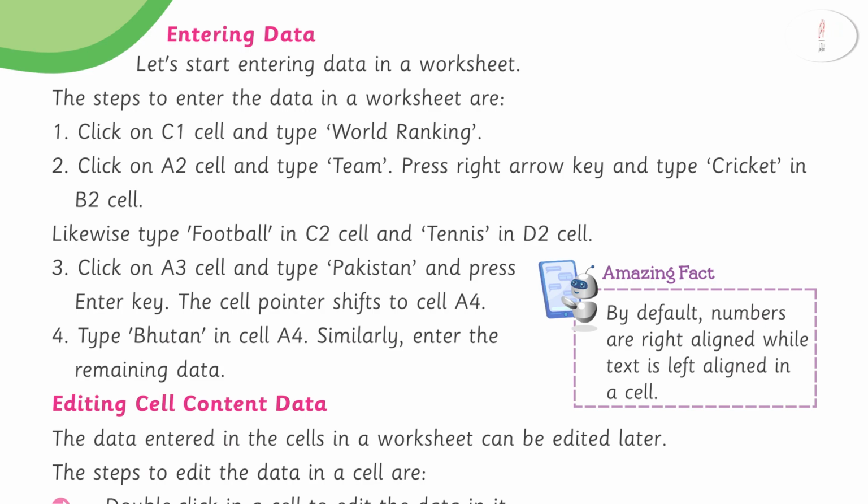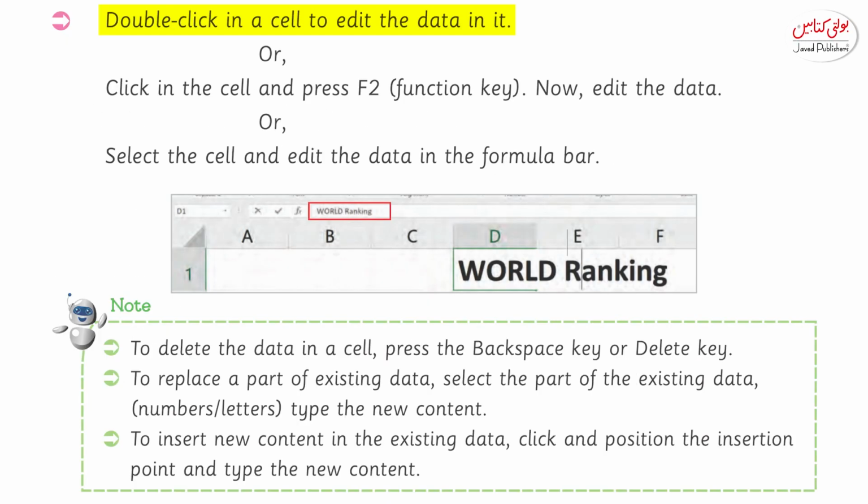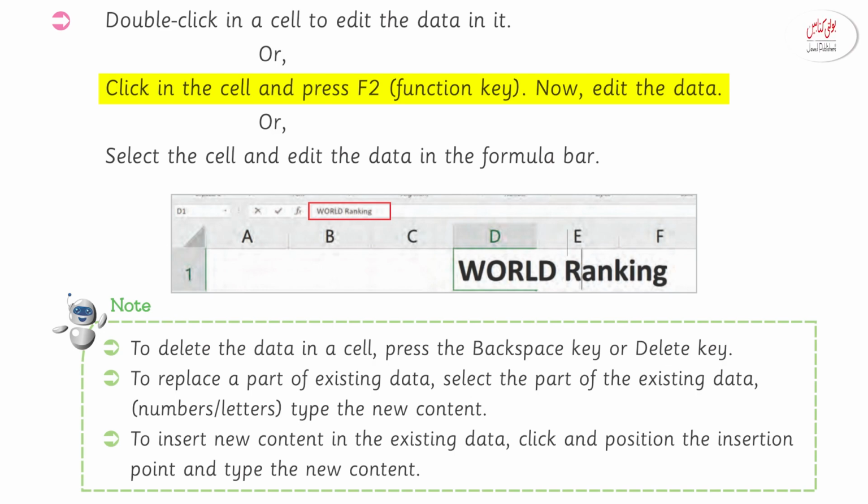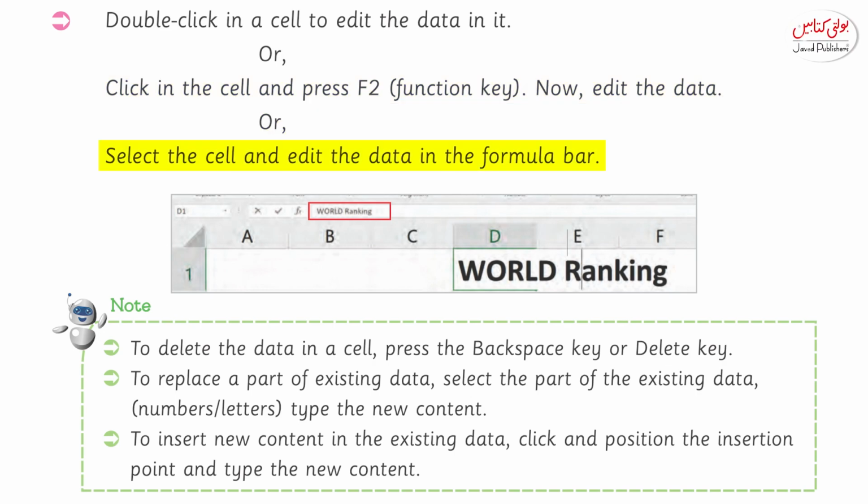By default, numbers are right aligned while text is left aligned in a cell. Editing cell content data. The data entered in the cells in a worksheet can be edited later. The steps to edit the data in a cell are: double-click in a cell to edit the data in it, or click in the cell and press F2, the function key. Now edit the data. Or select the cell and edit the data in the formula bar.